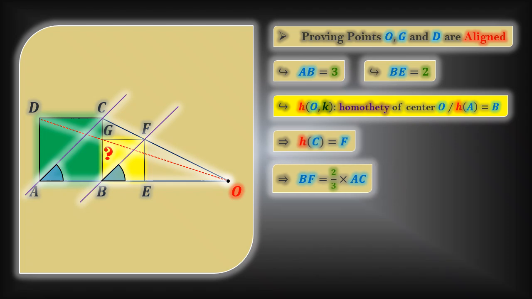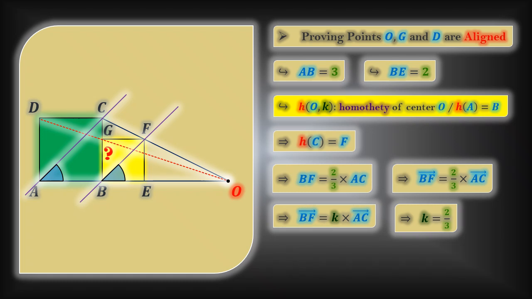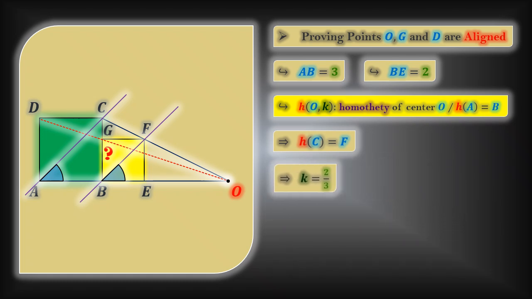Hence, BF is equal to 2 divided by 3 multiplied by AC. Since the vectors BF and AC have the same direction and the same orientation, we obtain vector BF is equal to 2 divided by 3 multiplied by vector AC. Because A is sent to B and C is sent to F by the homothety H, we also have vector BF is equal to K multiplied by vector AC. Comparing these two equalities, we conclude that K is equal to 2 divided by 3.